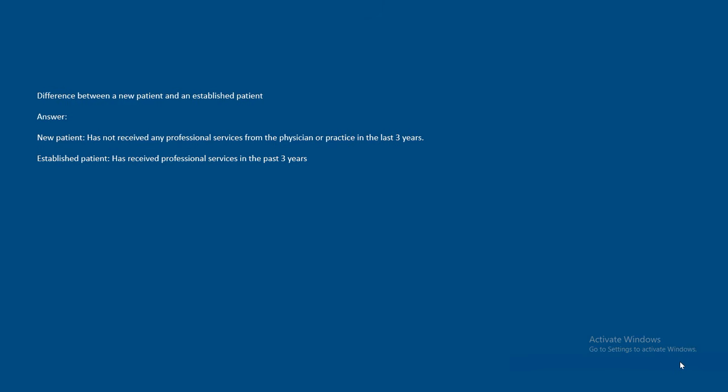What is the difference between a new patient and an established patient? A new patient has not received any professional service from the physician or other QHP in the last 3 years. So it is very simple. New patient means the patient has not received any treatment from the same physician or same practice in the last 3 years. Established patient means the patient had received treatment from the facility or professional in the past 3 years. So greater than 3 years is a new patient, less than 3 years is an established patient.